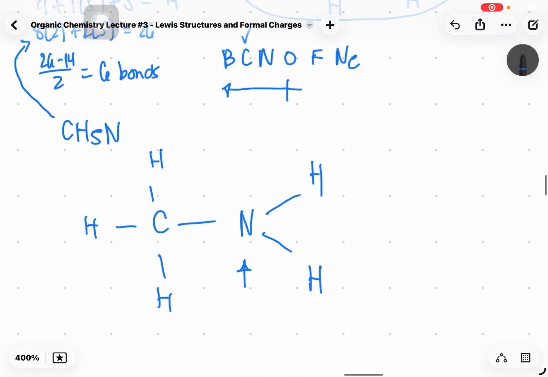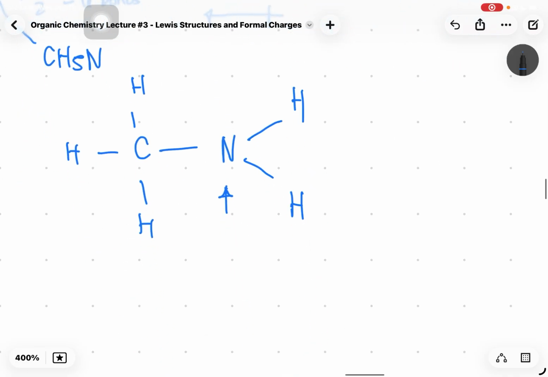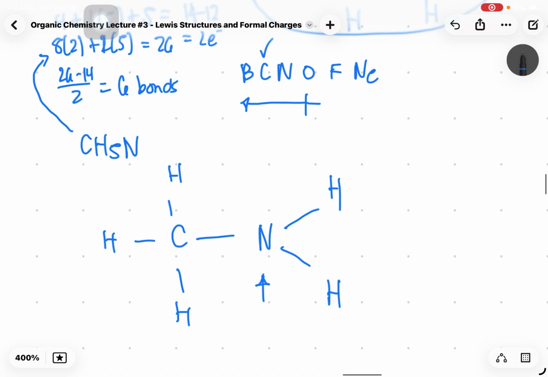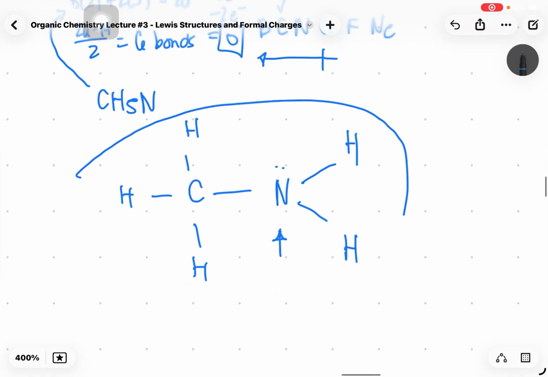So let's subtract the number of bonds we used from the ground state electrons. So 6 times 2, that would be 12. We have 2 electrons remaining. Now, what do we do with 2 electrons? Yep, we make a lone pair. So 1, 2. And that's it. Subtract the lone pair that you added, you get 0. Now this is a complete and stable representation of CH5N.